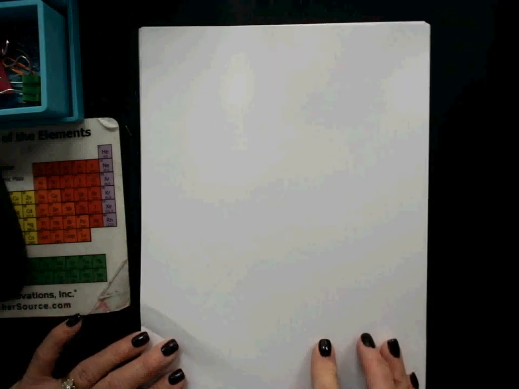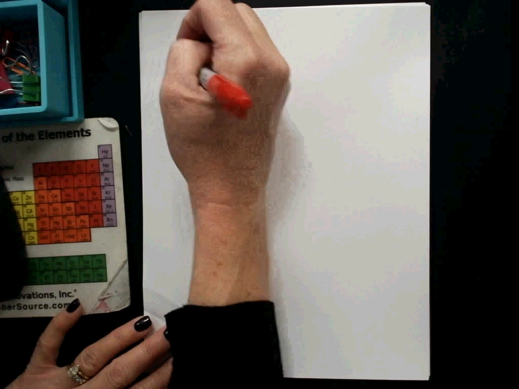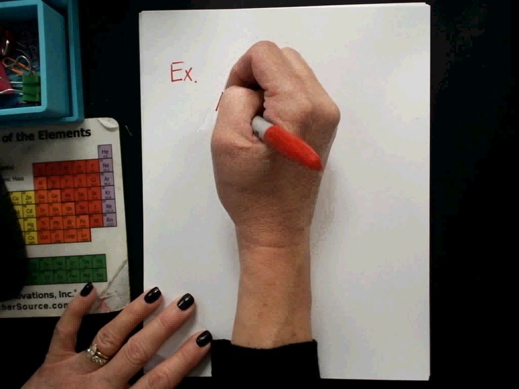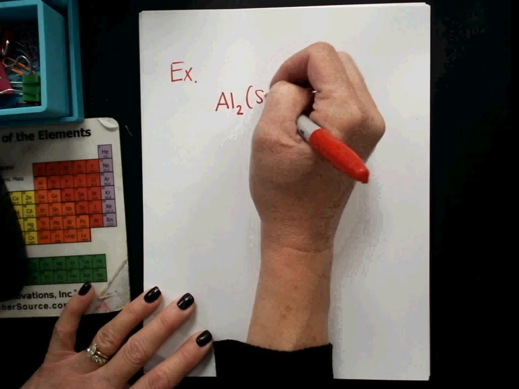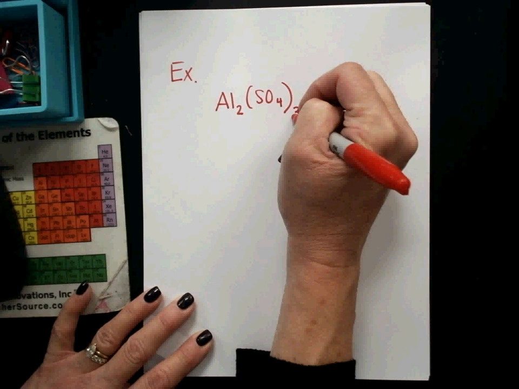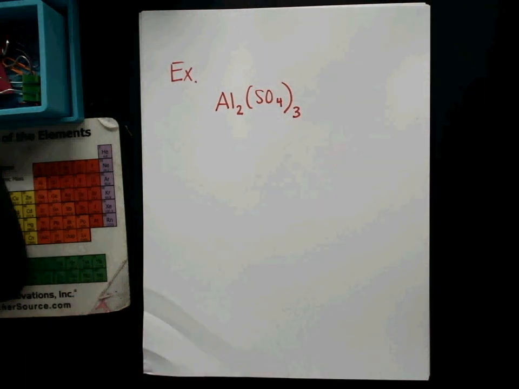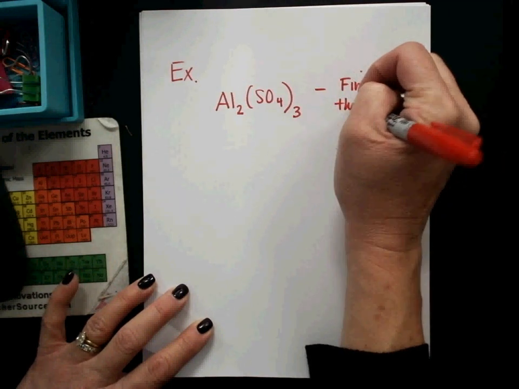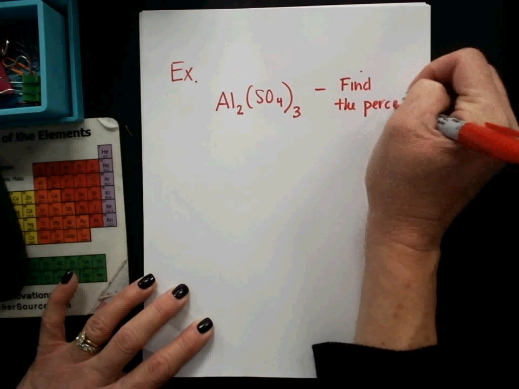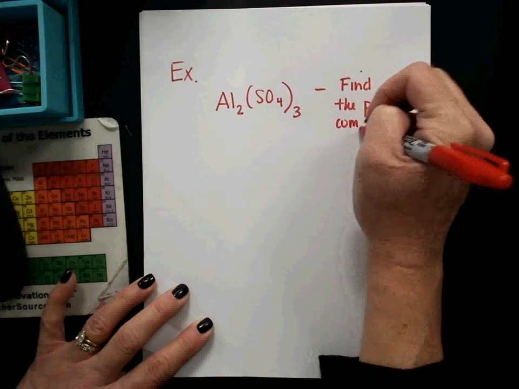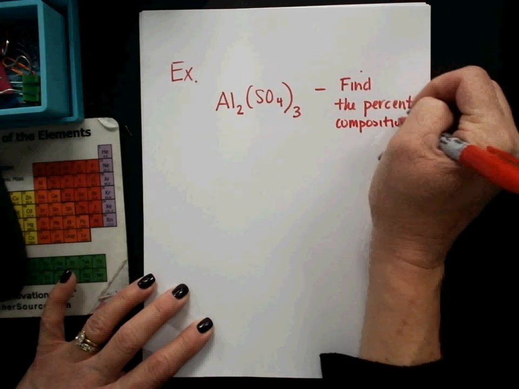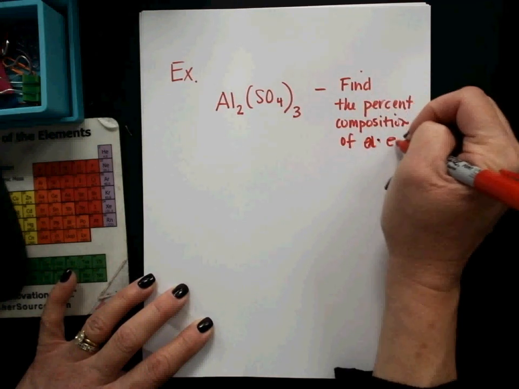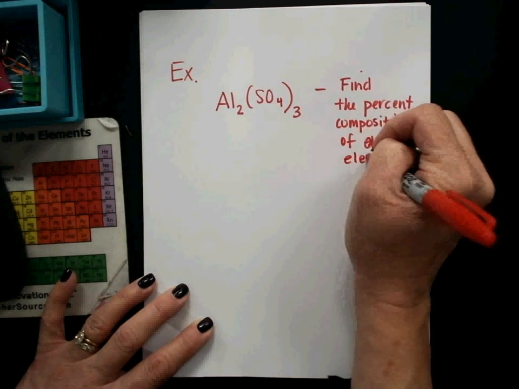So let's do an example. You've got one in your notes. Let's use aluminum sulfate. We've used this one before, I think. And I say to you, find the percent composition of each element.